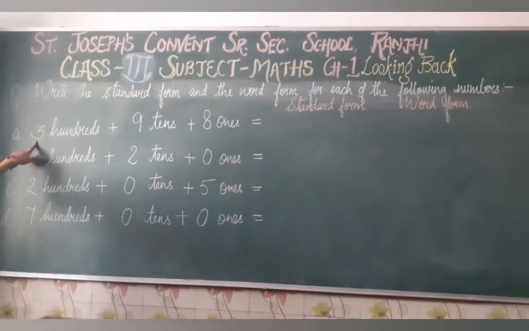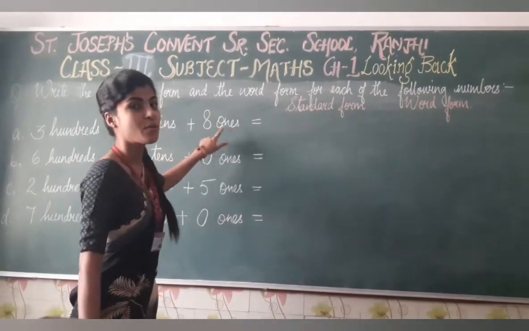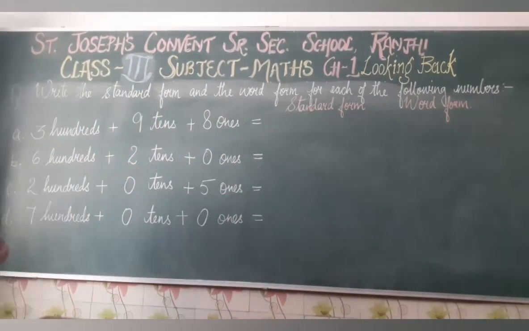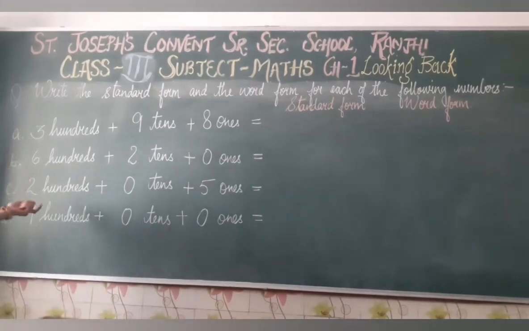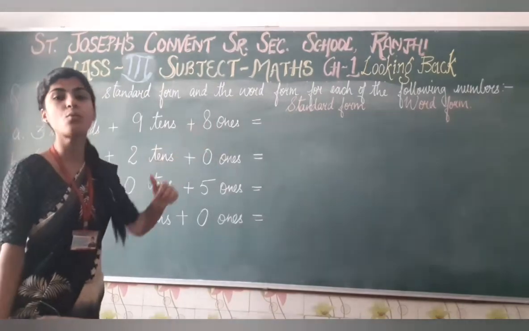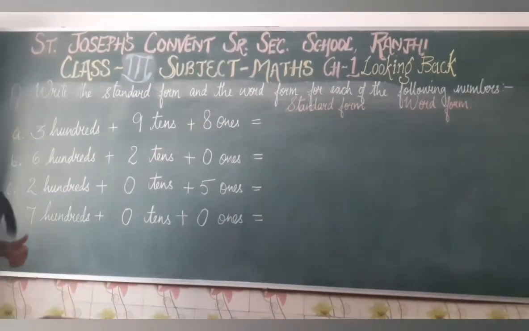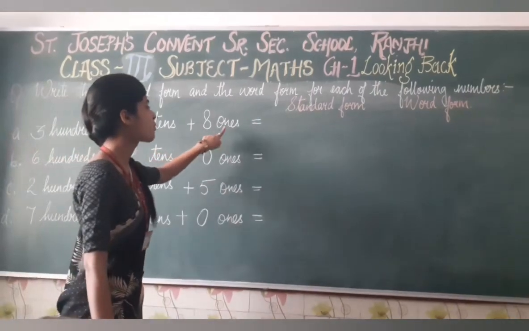First, 3 hundreds plus 9 tens plus 8 ones. So this is which form of expressing the number? This is the expanded form. Yes, we have done the expanded form also. So this is the expanded form of the numbers given. Looking at these expanded forms, we have to form the standard one and the word form. So let's start with the first question. 3 hundreds plus 9 tens plus 8 ones.